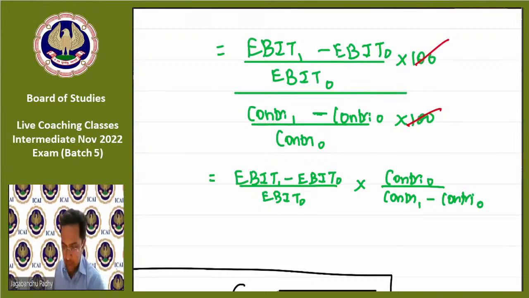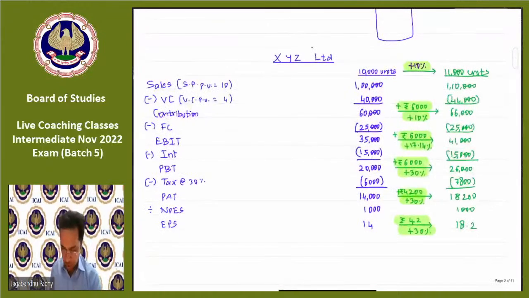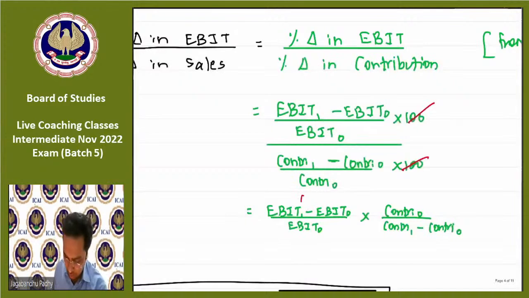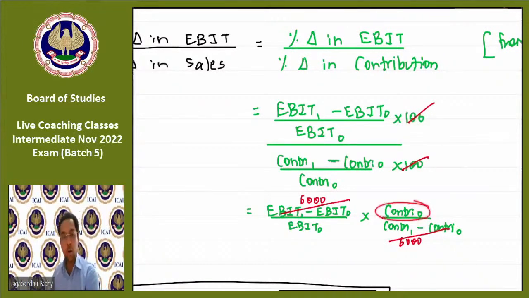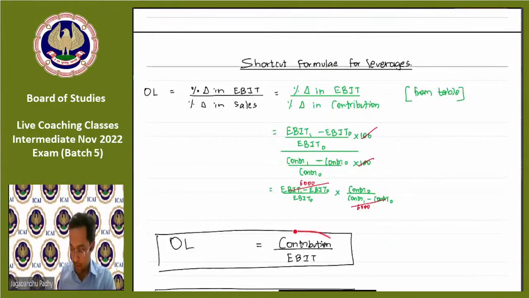And on rearrangement, just observe the EBIT new minus EBIT old. If you look at the figure, see, 35,000 has become 41,000. So the difference is 6,000. Then contribution new minus contribution old, still you find it to be 6,000. 6,000, 6,000. It's the one and the same, right? So EBIT new minus old is 6,000, contribution new minus old is still 6,000. And what we do is we can cancel out these terms together. And what we are left with is the old contribution upon old EBIT, which will give you the operating leverage formula, or operating leverage is whatever contribution that you have been given divided by the EBIT level, that will make it the operating leverage figure.